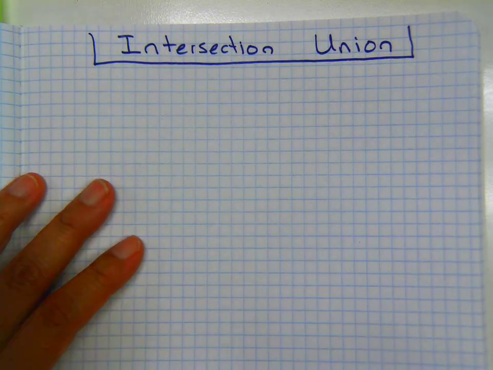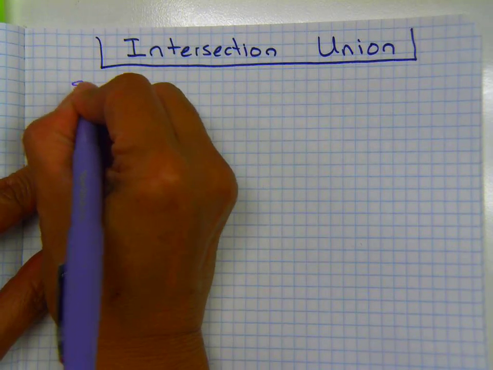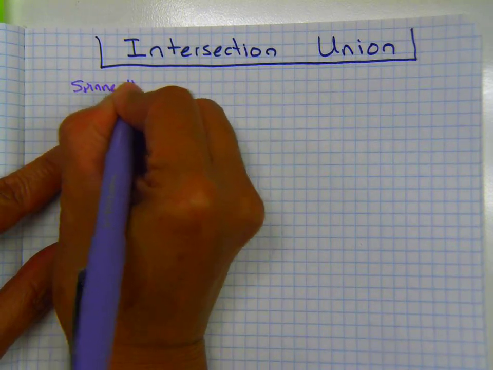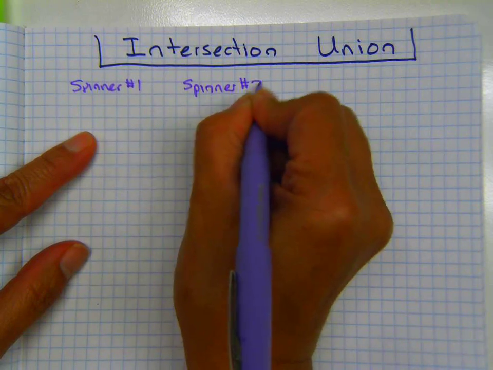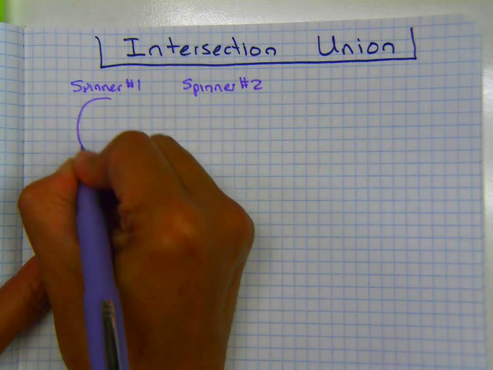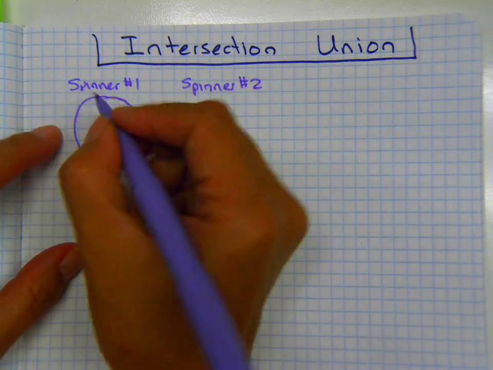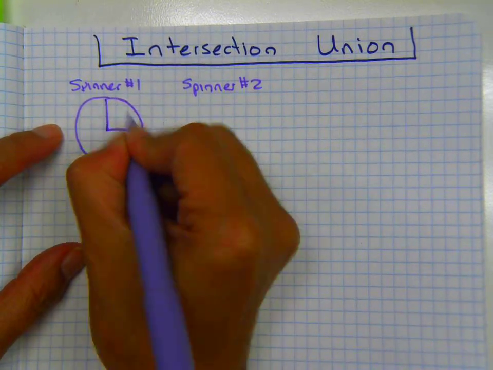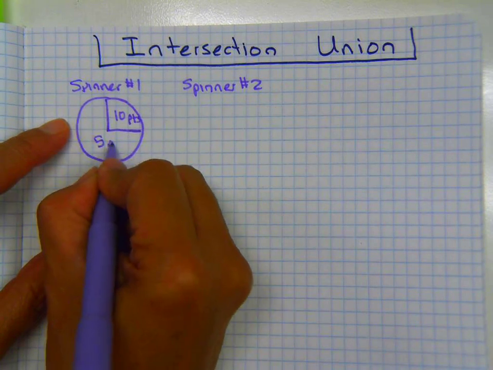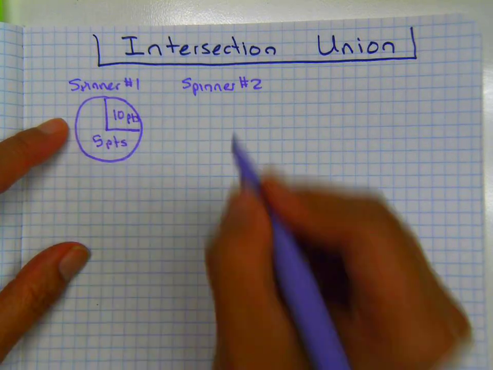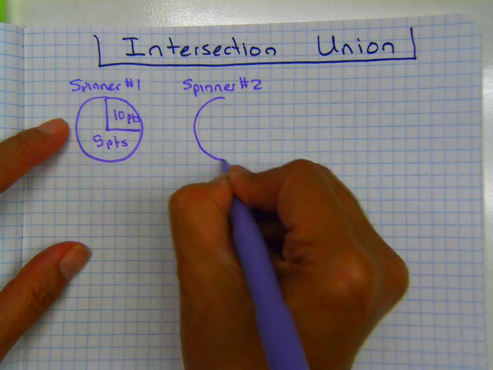So we're going to have two spinners. We have spinner number 1 and spinner number 2. Say I break this spinner up, and let's say if you land here you get 10 points, and if you land here you get 5 points. We have a second spinner over here.